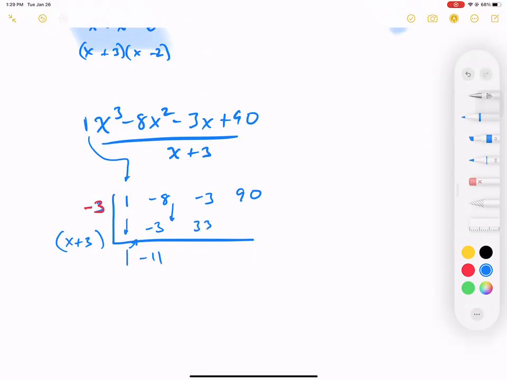This doesn't look like it's going to work. Plus 30. If I multiply to go up, that's going to be negative 90. Oh my gosh, it actually worked. Let's rewrite this. That's x squared minus 11x plus 30. We went from x cubed, drop 1, leaving us x squared, x, and constant.